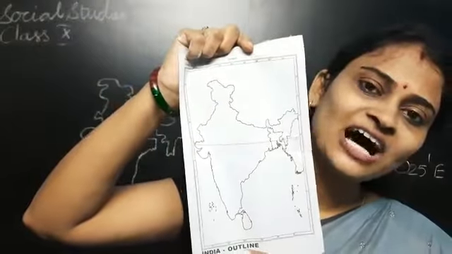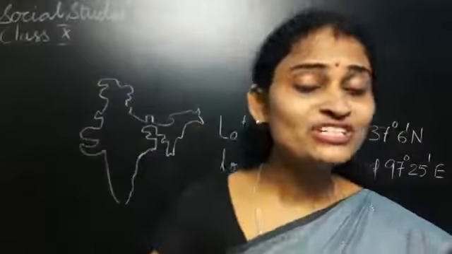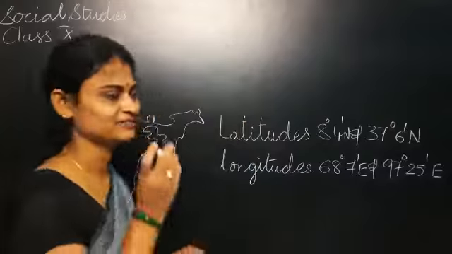Children, can you identify this map? Yes, this is the outline map of India. To which country do we belong? India.